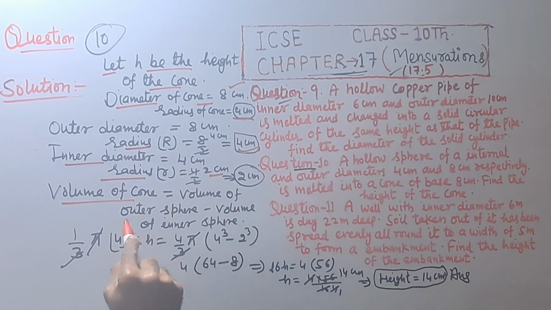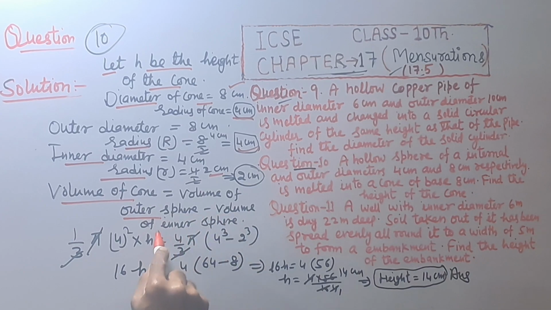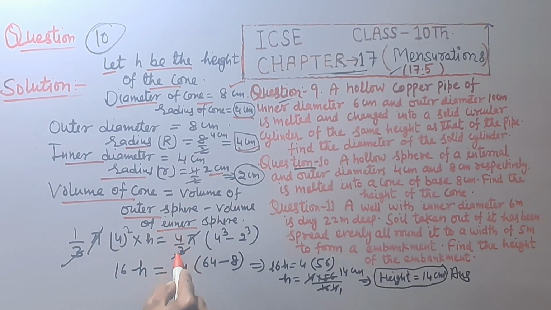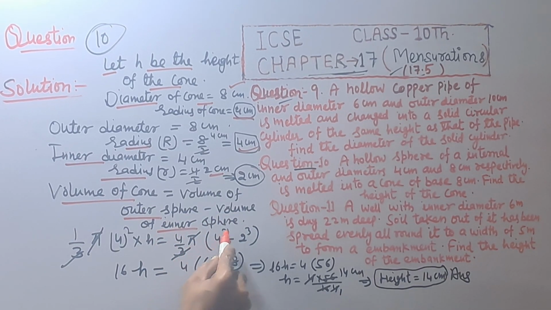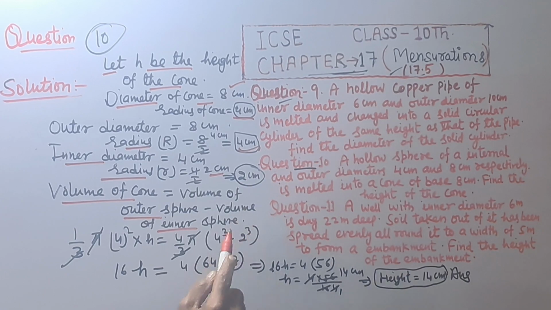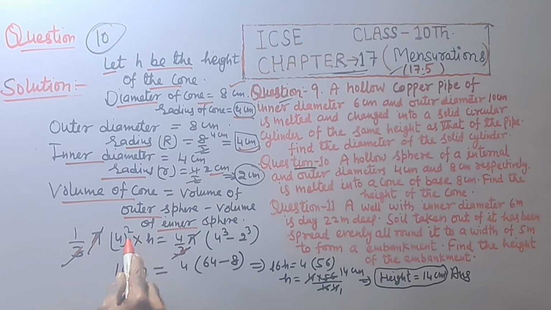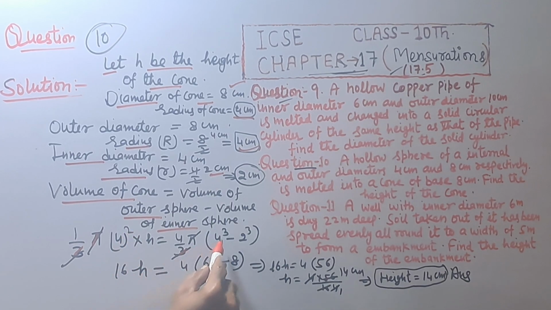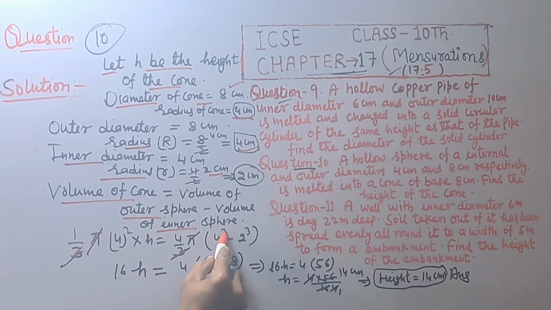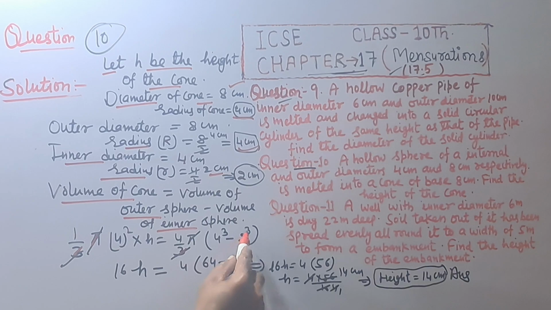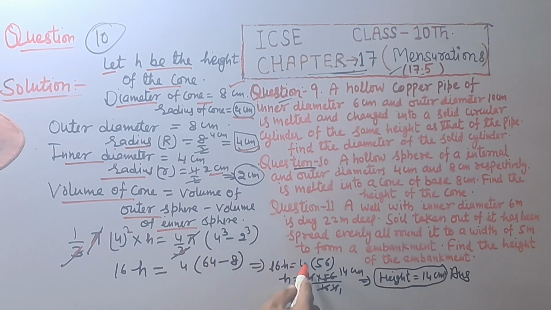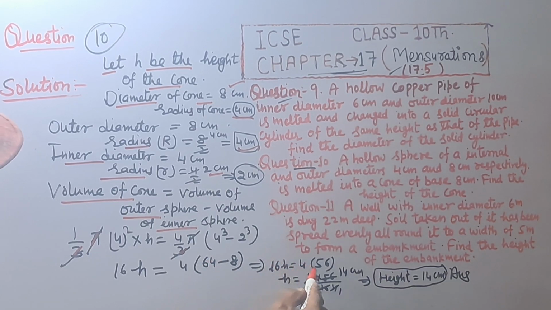Volume of cone equal to volume of outer sphere minus volume of inner sphere, that is 4 upon 3 pi, common, capital R cube minus small r cube, and pi is cancelled, 3 is cancelled, 4 fours are 16, h equal to 4 fours are 16, 16 fours are 64, minus 2 twos are 4, 4 twos are 8, 64 minus 8, that is equal to 56, multiply by 4, and 16h is equal to 4 into 56 upon 16.